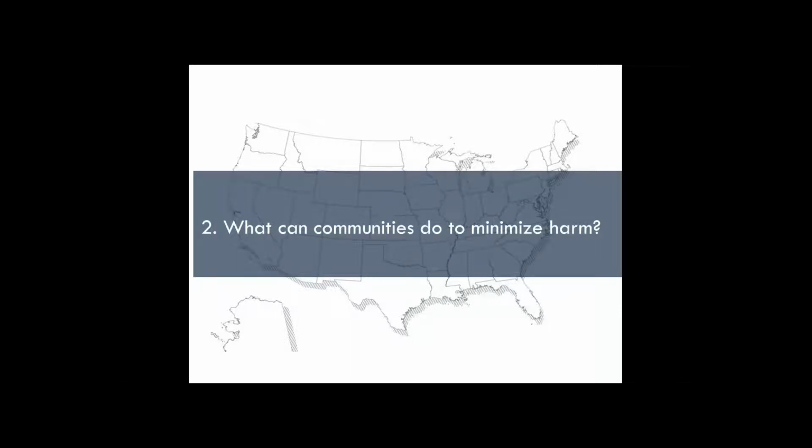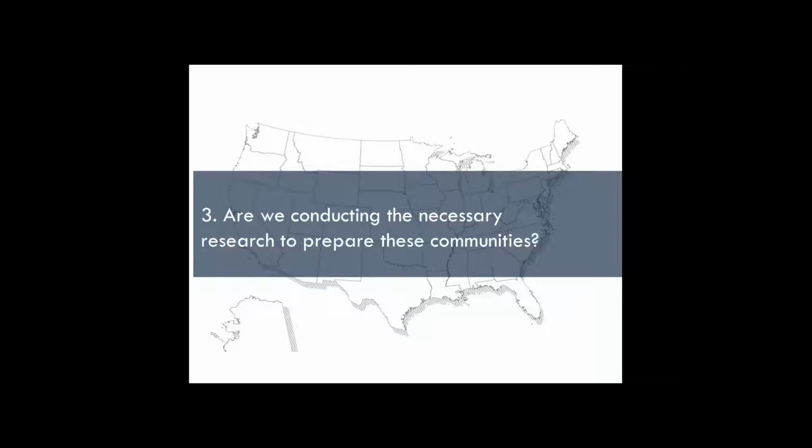Second question was, what can communities do to minimize harm? And we felt the vulnerability framework was a good way to examine risk and look at numerous and potentially creative ways to reduce that risk. And lastly, are we conducting the necessary research to prepare communities that are at risk? What are our research priorities through this lens?